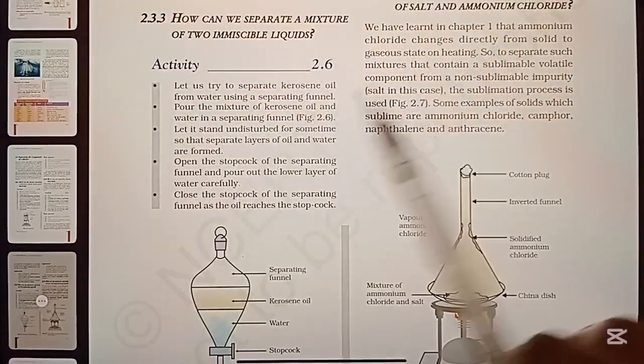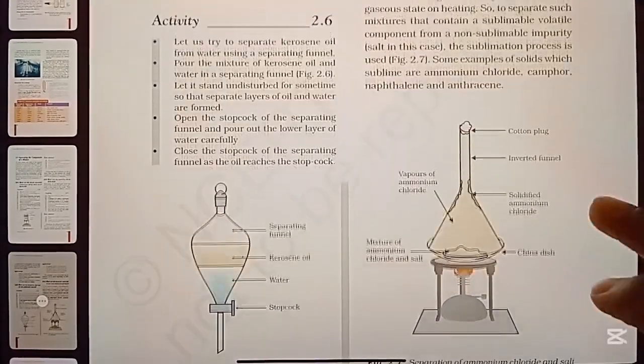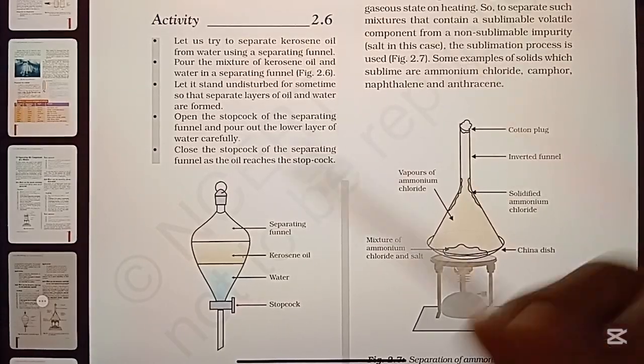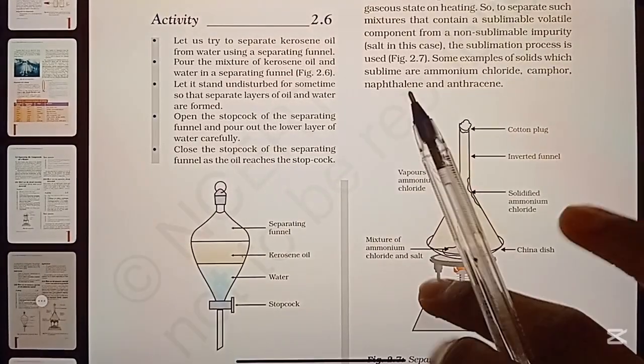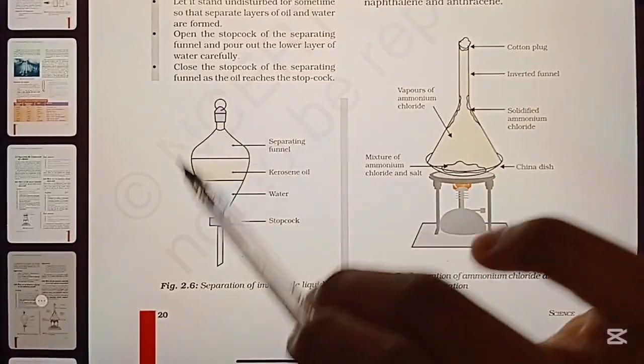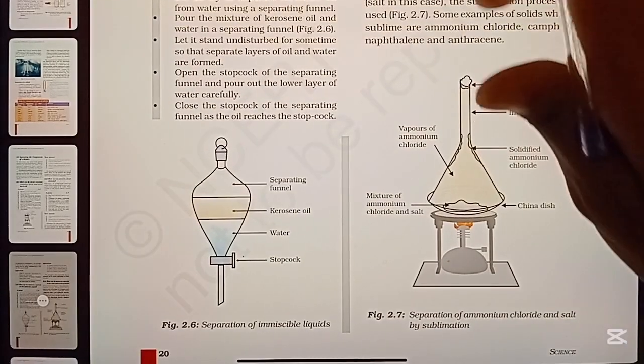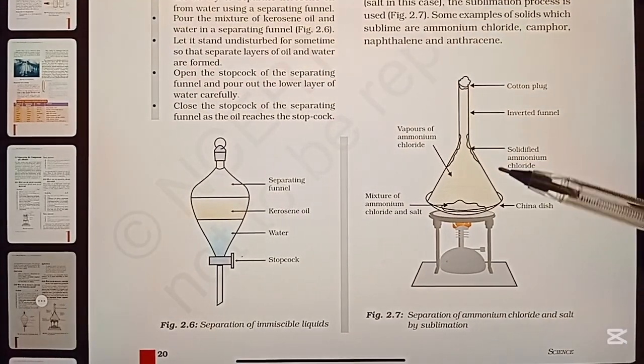Next is, how can we separate a mixture from two immiscible liquids. Immiscible means not dissolvable or not mixed together. They cannot be mixed together. So that is what immiscible means. So how do you do that? They'll show you this picture. Now especially this picture is very, very important.